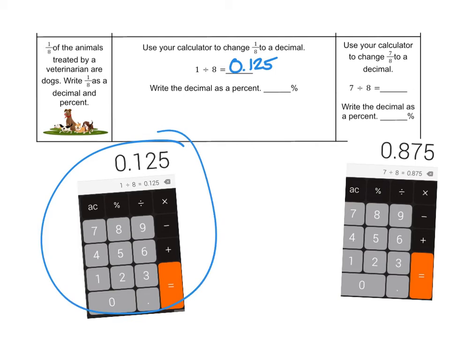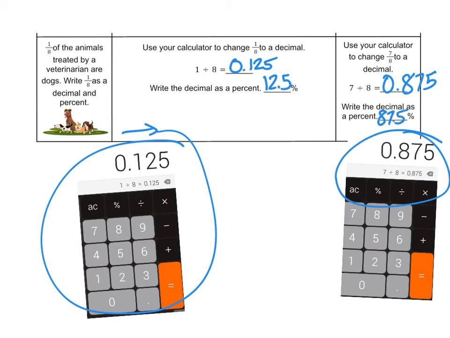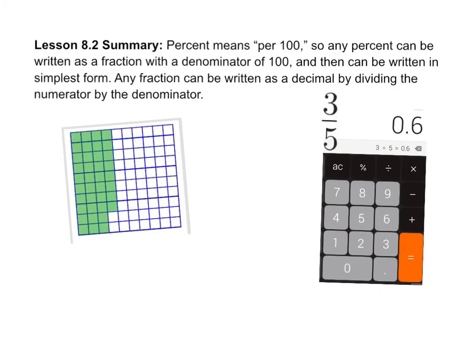Write the decimal as a percent. To go from a decimal to a percent, we want to move that decimal point 2 to the right. So this turns out to be 12.5%. Use your calculator to change 7/8 to a decimal. So you can see here's my decimal change. 7 divided by 8, 875 thousandths, which means it is 87.5%.